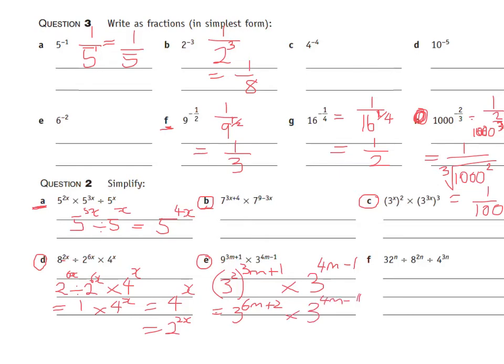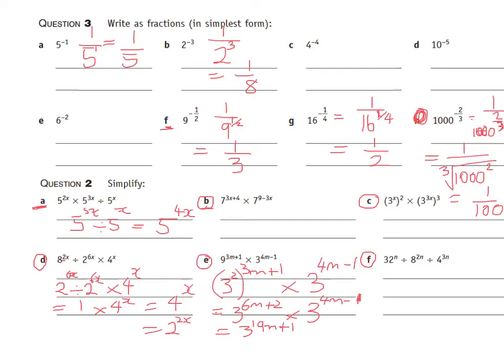And now we're multiplying powers, so keep the base the same and add the powers. So we've got 6m plus 4m, so the like terms, and we've got 2 minus 1. So the answer is 3 to the power of 10m plus 1. Okay, and then in F, I'll leave that one for you to do yourself.